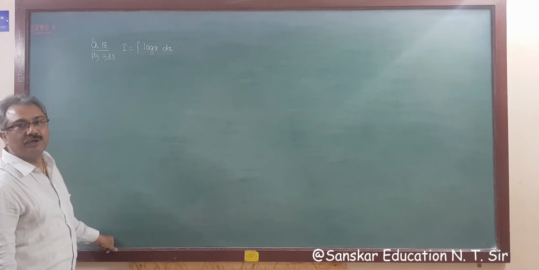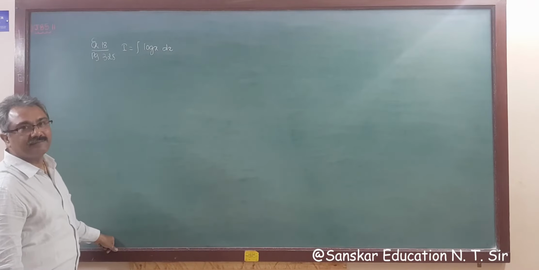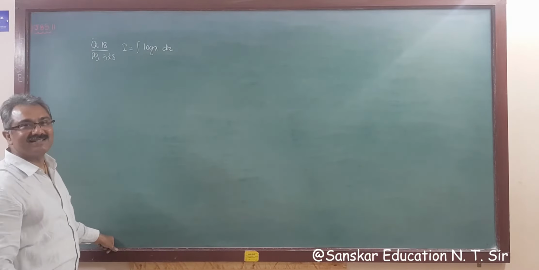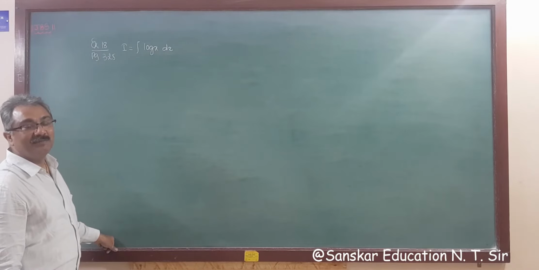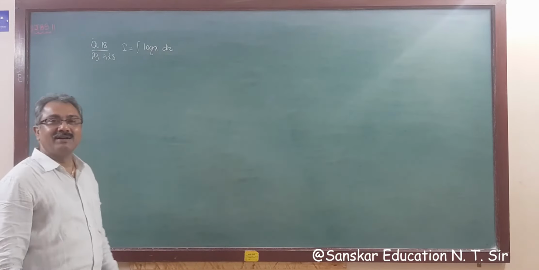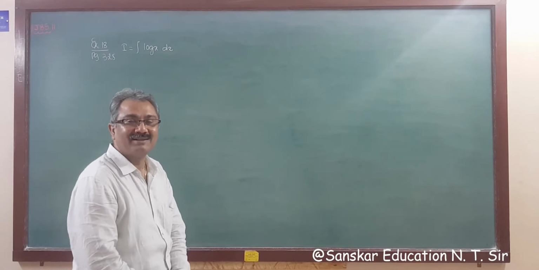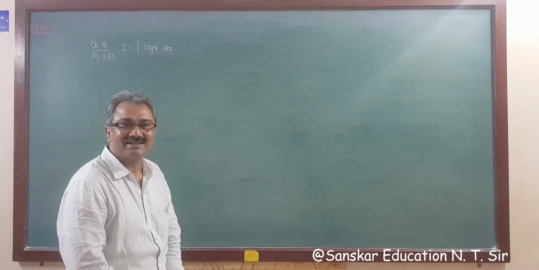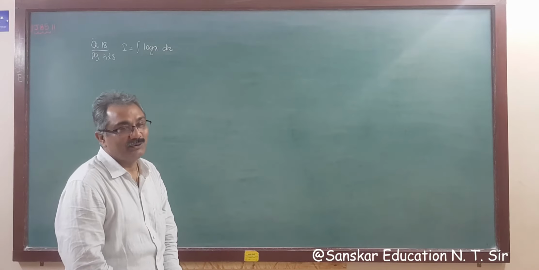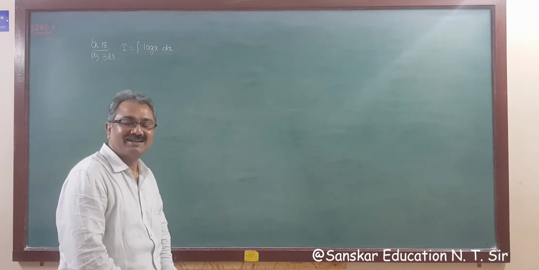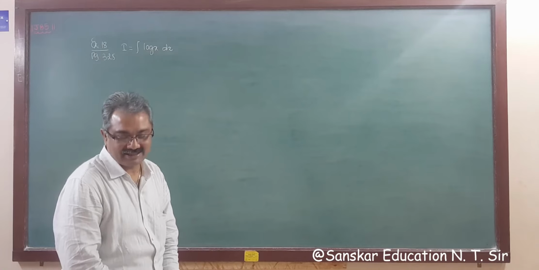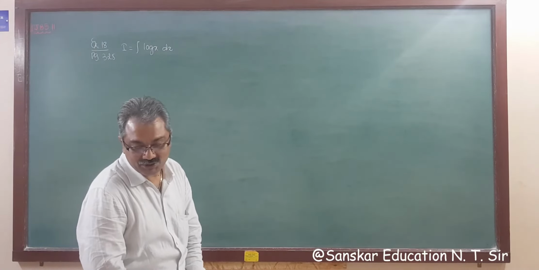So the next question is example number 18, page 325. I is equal to integration log x dx. Only one function, log x, is given. We never integrate log x as a formula. You know the derivative of log x is 1 upon x, but not the integration of log x dx. Don't know, right?